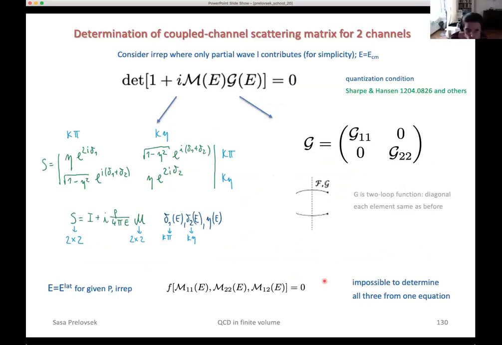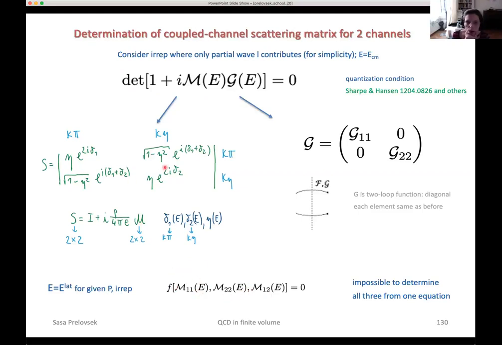Okay, so how does one go about this? So let's see. You have eigenenergies from lattice. We've seen them 2 slides ago. And now this is still the quantization condition. It always kind of looks the same, the Luscher condition. Now, what is this M? As we said, this M is a 2 by 2 matrix now in these two channels. I'm giving you here the S matrix, but since S is 2 by 2, M is also 2 by 2. So M will have matrix elements M11, M22, and M12.